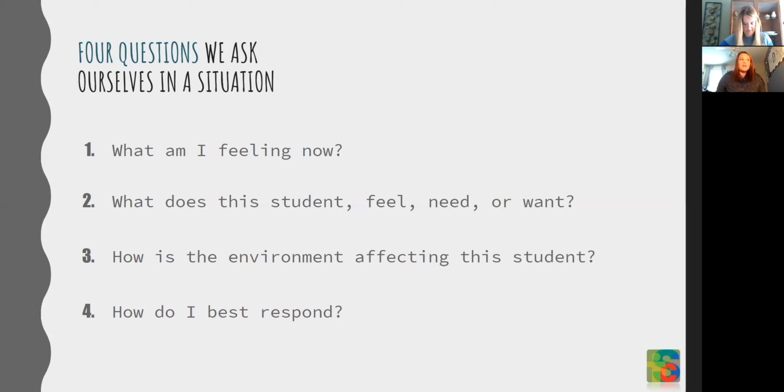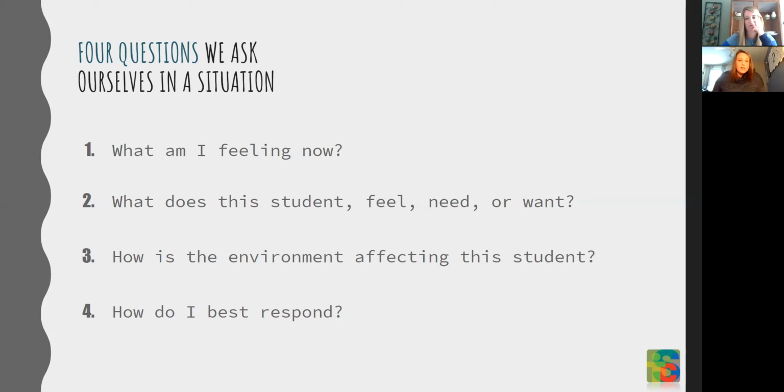And the piece of it is assessing the situation. So anytime we're in a situation with a student or with a colleague, and how do we de-escalate it, no matter what, we have to assess the situation. And the first way to assess the situation is to assess ourselves. And so we look at these 4 questions. So what am I feeling now? What does the student feel, need, or want? How is the environment affecting the student? And how do I best respond based on all of these things?